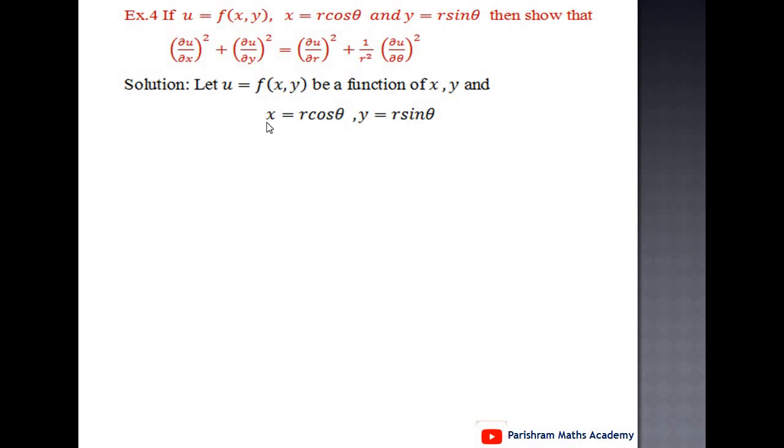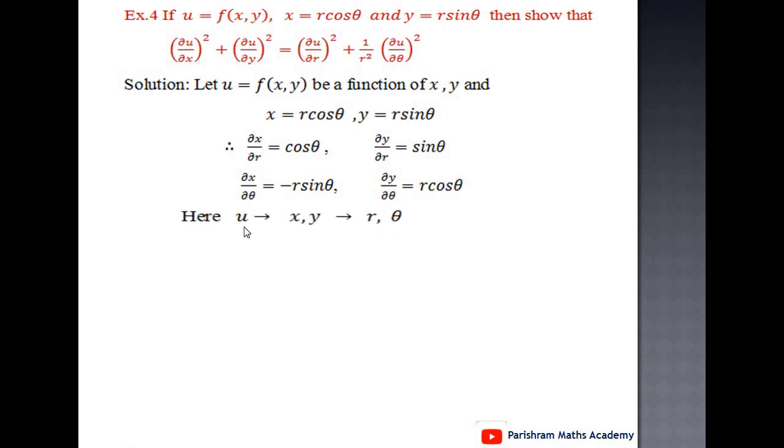First we can find the derivatives of x and y with respect to r and theta. Therefore, ∂x/∂r equals the derivative of r cos θ with respect to r, which is cos θ. The derivative of y with respect to r, the derivative of r sin θ, is sin θ. It means ∂y/∂r equals sin θ. Then ∂x/∂θ equals the derivative of r cos θ with respect to θ, which is minus r sin θ, and ∂y/∂θ is r times the derivative of sin θ, which is r cos θ.